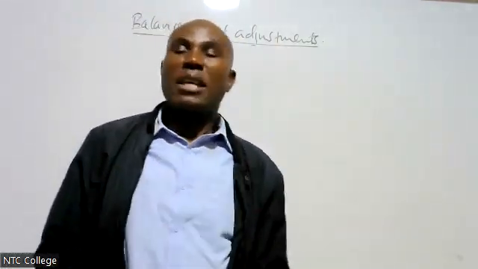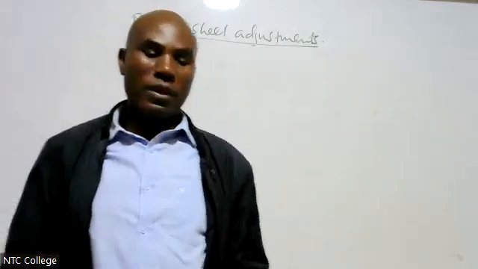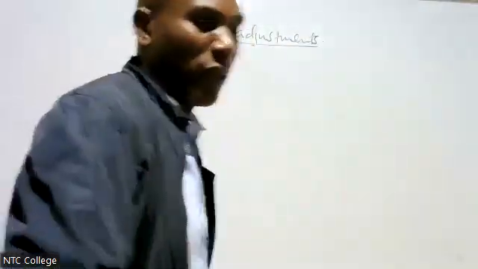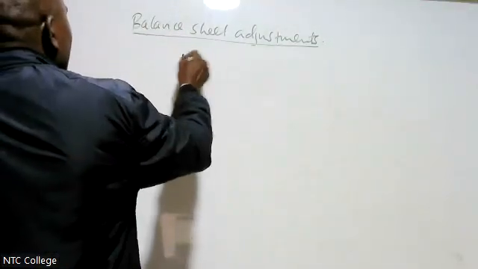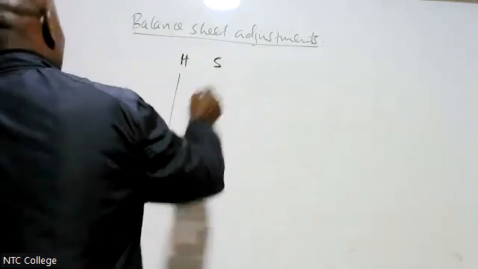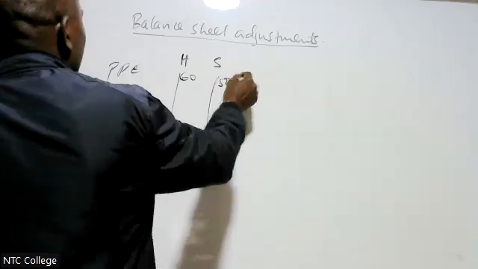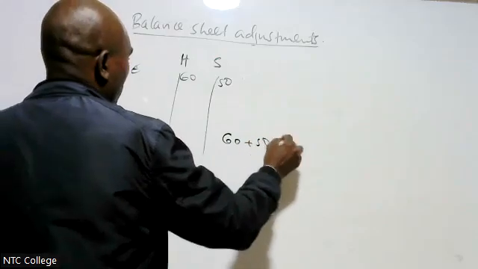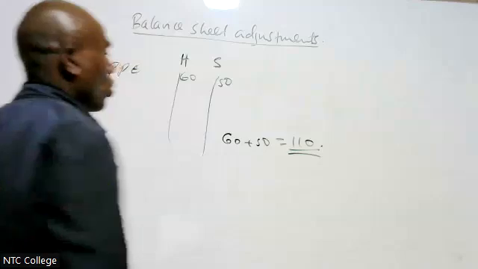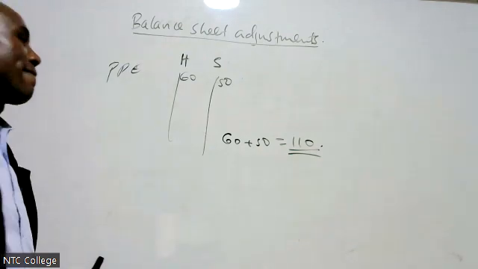Now, as we said, if we have a subsidiary, we are going to consolidate. Like, for example, I have H, I have S. This is PPE, 60, 50. It means that in the balance sheet, I will take 60 plus 50, I get 110. That is to consolidate.